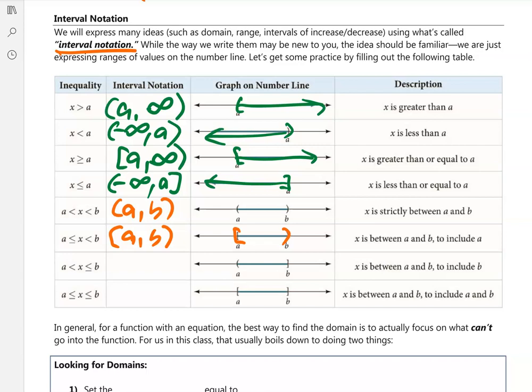Then a less than x less than or equal to b, and a less than or equal to x less than or equal to b, meaning x is between a and b, and that includes a and b. So brackets for a and b.